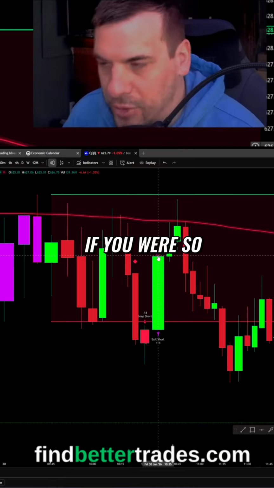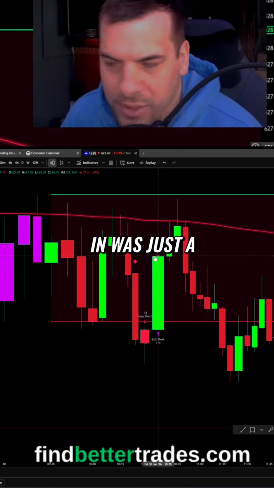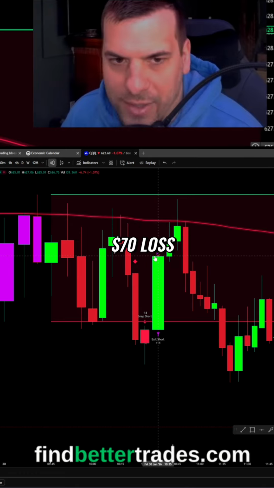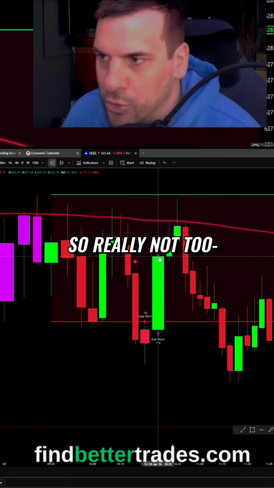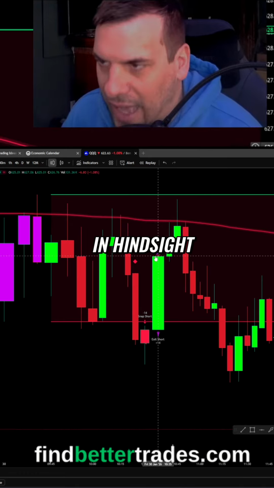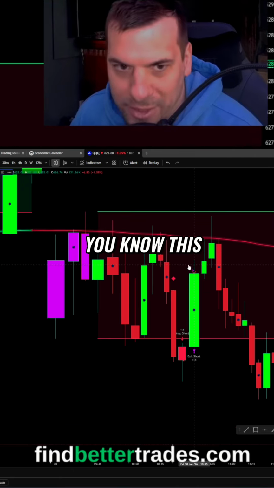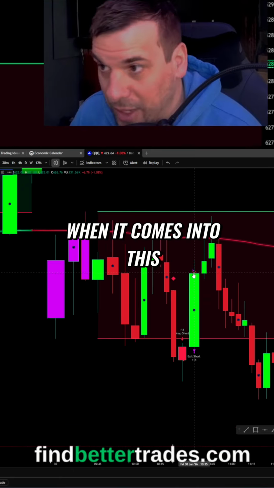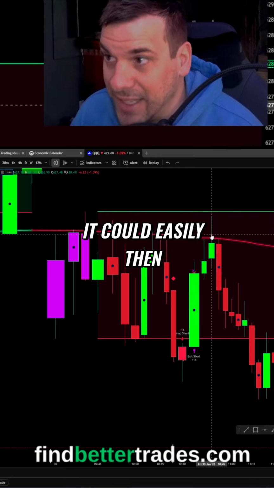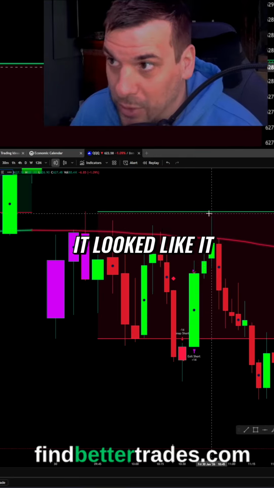So in fact, the option that I was in was a very short dated option. It was about a $70 loss, so really not that bad. In hindsight, it could be way worse because if you're a scalper, you know this, right? You know that it could easily then break this range, and it wanted to. It looked like it was going to.